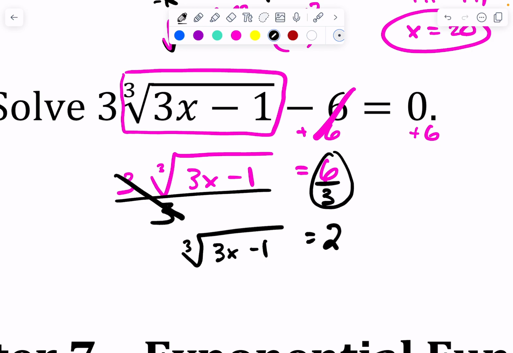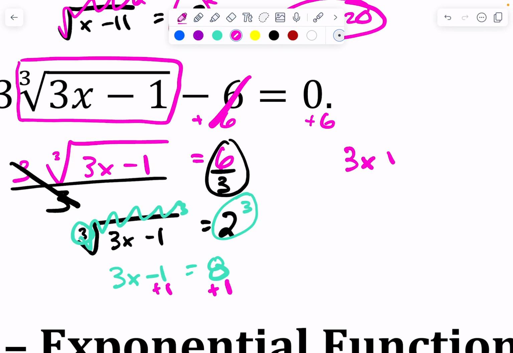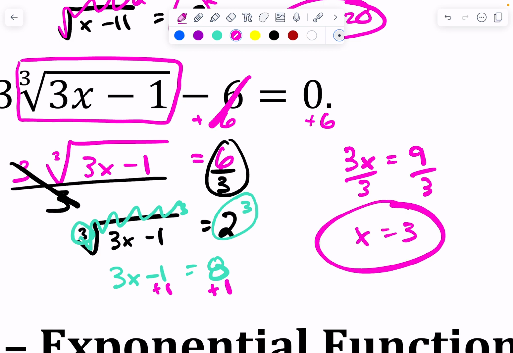And to get rid of a cubic root, I have to cube it, right? And that makes that go away. So 3x minus 1 equals, and 2 to the 3rd power is 8. Then I'm going to add the 1 over. So I've got 3x equals 9, and then divide by 3. And x is 3. And there we go.